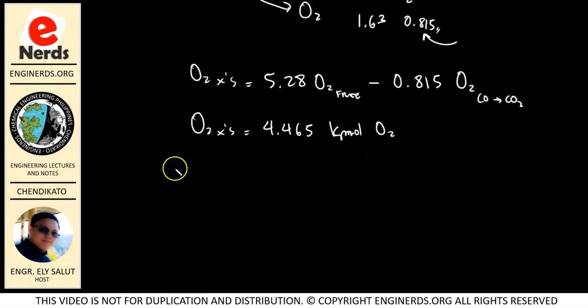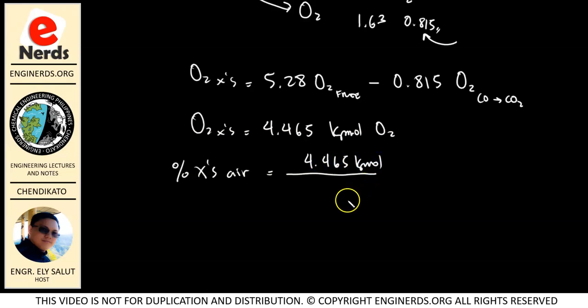So, ang kailangan nating makuha is ano ba yung percent excess air, di ba? We should remember that yung percent excess air natin is just equal to percent excess O2. Pareho lang yung ratio nila. Okay? So, how are we going to do that? Percent excess air or percent excess O2 will be the O2 excess, which is 4.465 kilogram mole, divided by our supplied O2, which is 22.33.